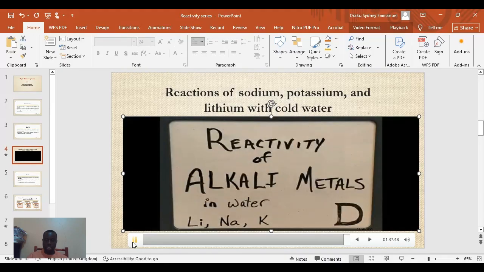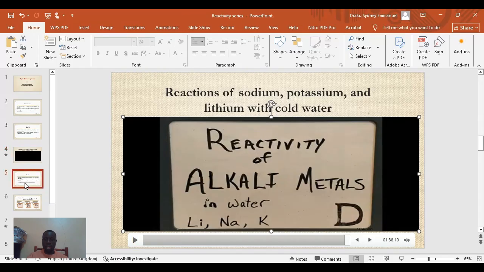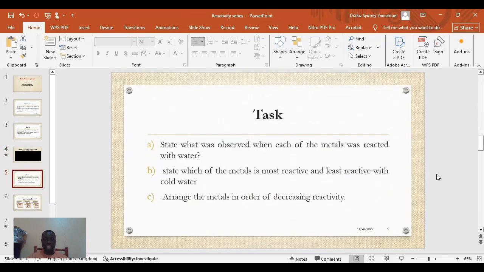So pause this video a little bit and then answer the tasks which follow. State what was observed when each of the metals was reacted with water. State which of the metals is most reactive and least reactive with cold water. Arrange the metals in order of their decreasing reactivity. Now, I believe you are able to attempt this.